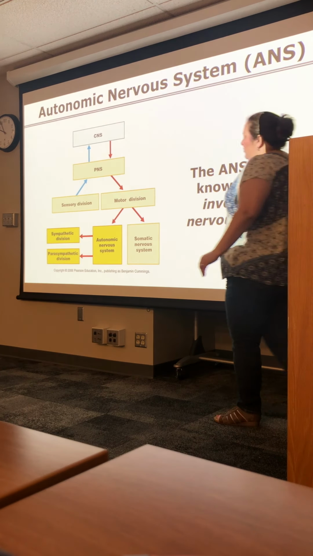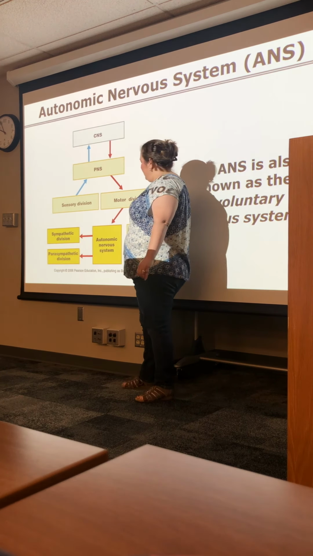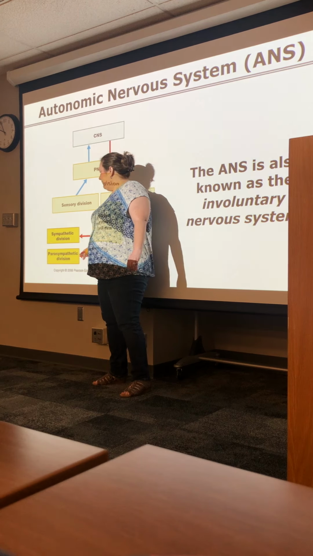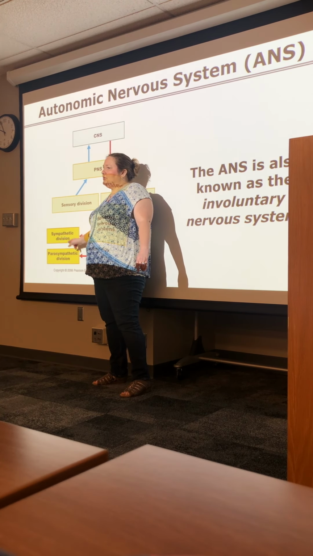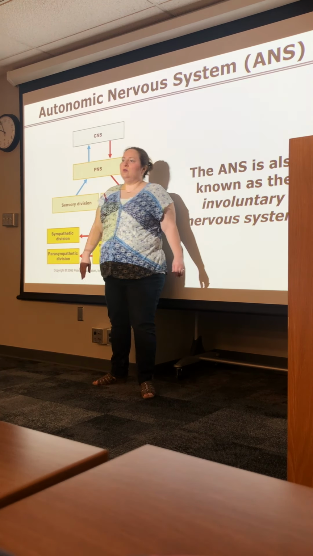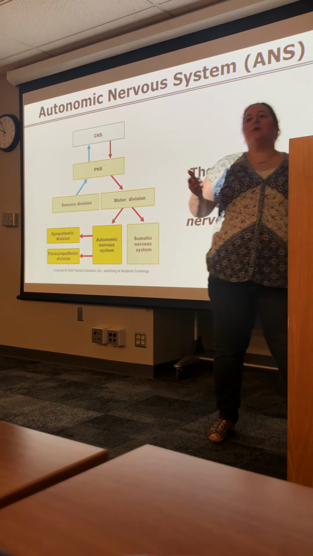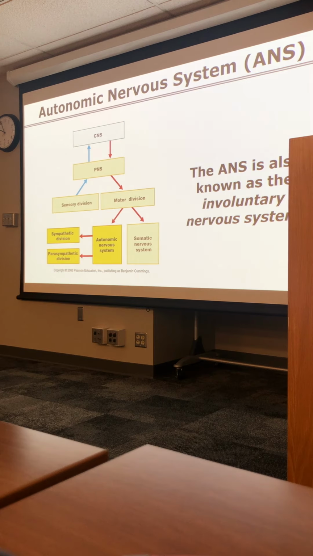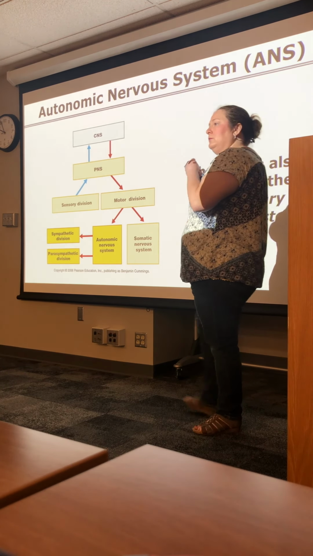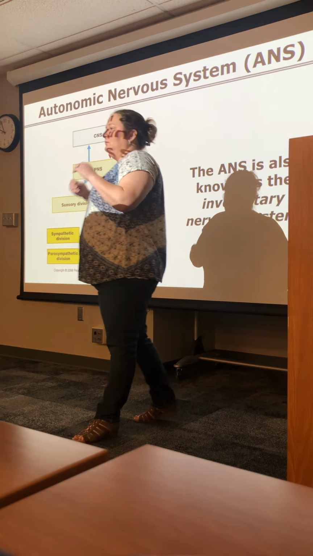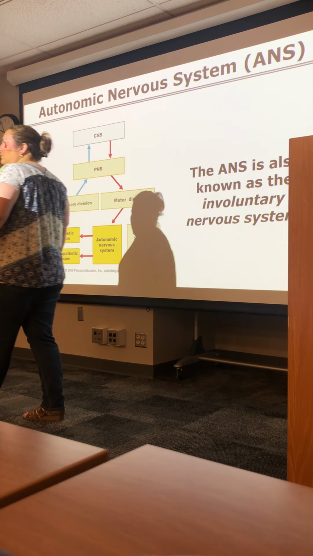Most of that smooth muscle, most of that cardiac muscle, and most of those glands are getting dual innervation from these two systems. It's just one of these systems is going to activate it or stimulate it, so turn it on, while the other one is going to inhibit it, so turn it down. So the nice thing about that is it allows for very fine control of that smooth muscle, cardiac muscle, and glands.